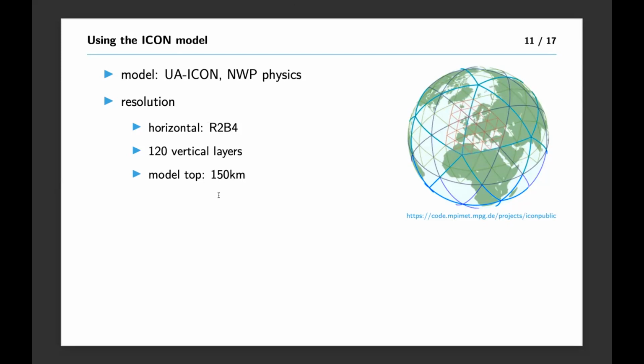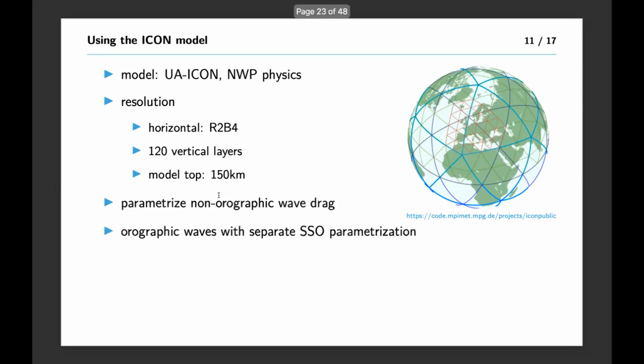And that has an icosahedral non-hydrostatic setup with triangular cells as shown in the sketch. Now, our resolution is R2B4. That means around 160 kilometers resolution. That's coarse on purpose. We have 120 vertical layers, and our model top is around 150 kilometers.